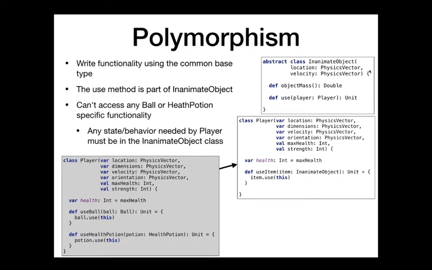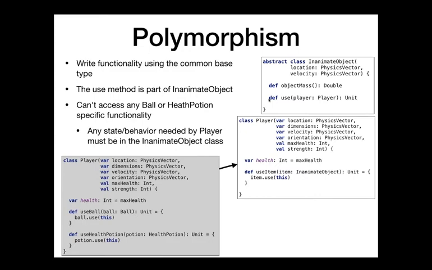Oh, I don't have extends dynamic object here. It should be extends dynamic object. So inanimate object defines two methods, objectMass and use. And you might have been wondering last lecture, why are we defining these abstract methods? We have these methods with no definition. We have this use method that takes a player and returns Unit with no definition. Why even bother having this here? Why don't we just delete this and have ball and health potion both have a use method? We had to write that code in those methods anyway.